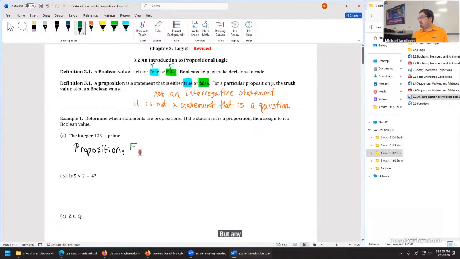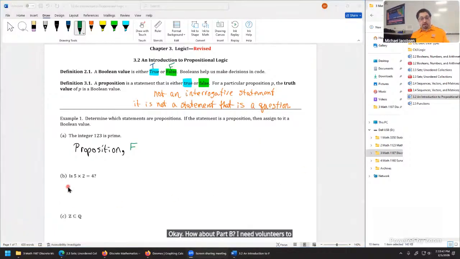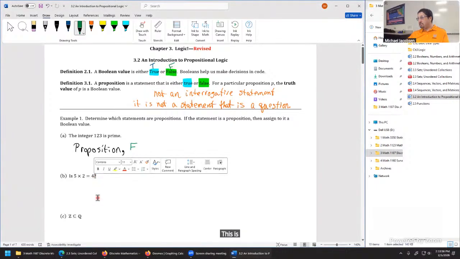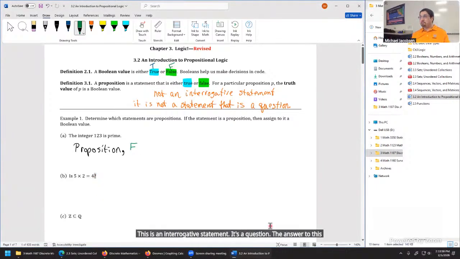But any questions at all, folks, with part A? Okay, how about part B? Any volunteers to run through this one? Would you say it's a proposition or not? Yeah, exactly. It's an interrogative statement. It's a question. The answer to this is yes or no, really, not true or false. A proposition is something that you would assign true or false to, but it's never a statement that's just a direct question. So this is like the trick problem in this entire section, really.